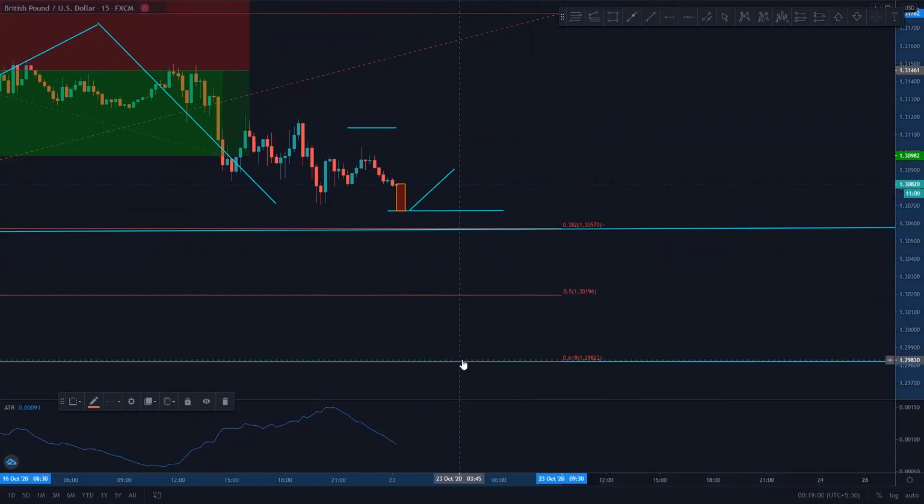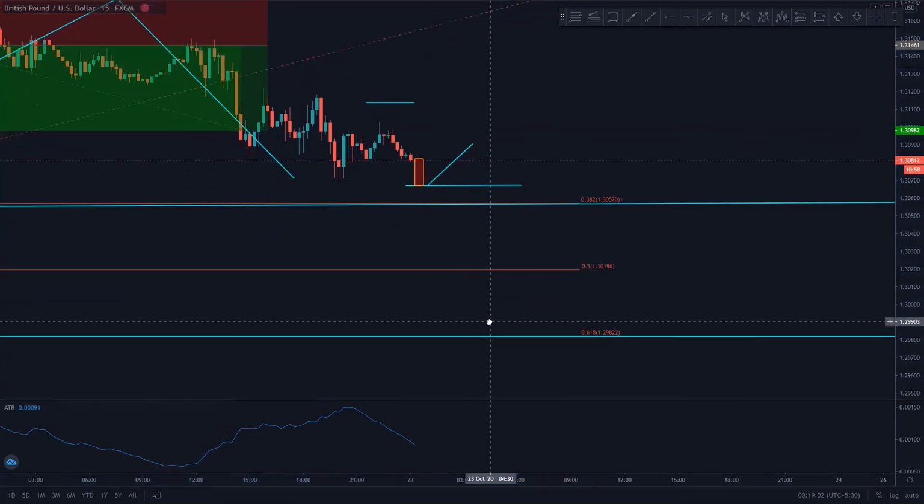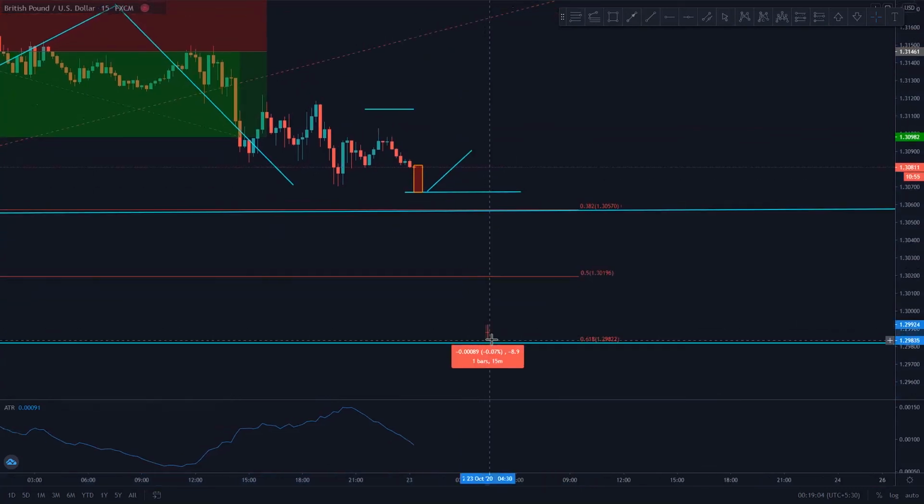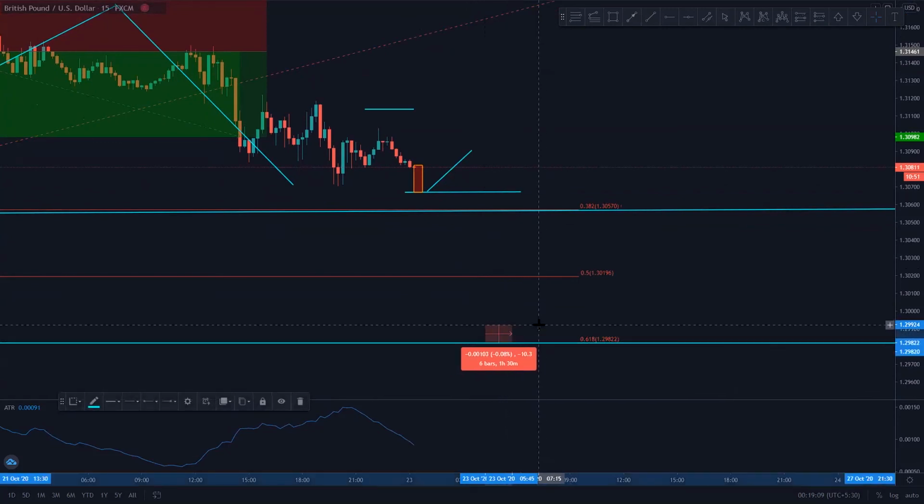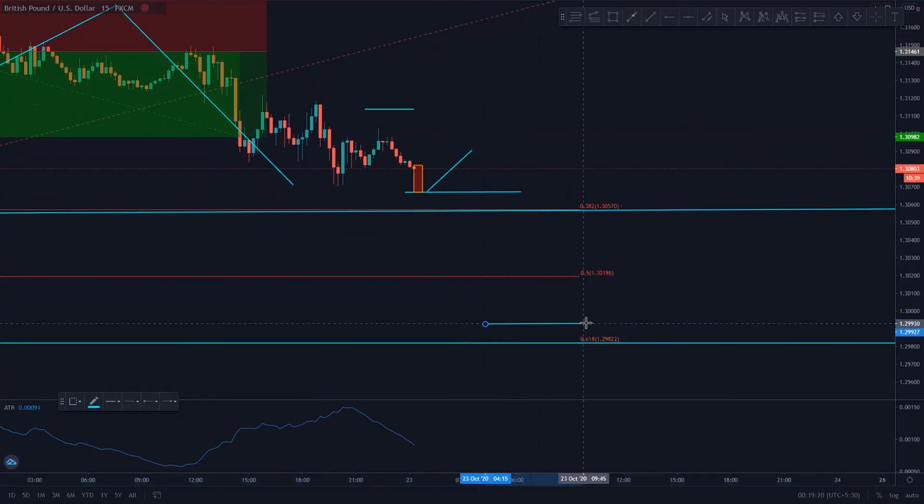So what you do is you put the take profit around here. That is 1.29920. This will become your take profit. This is how you can take advantage of ATR, and it's a very powerful tool. It has helped me a lot.